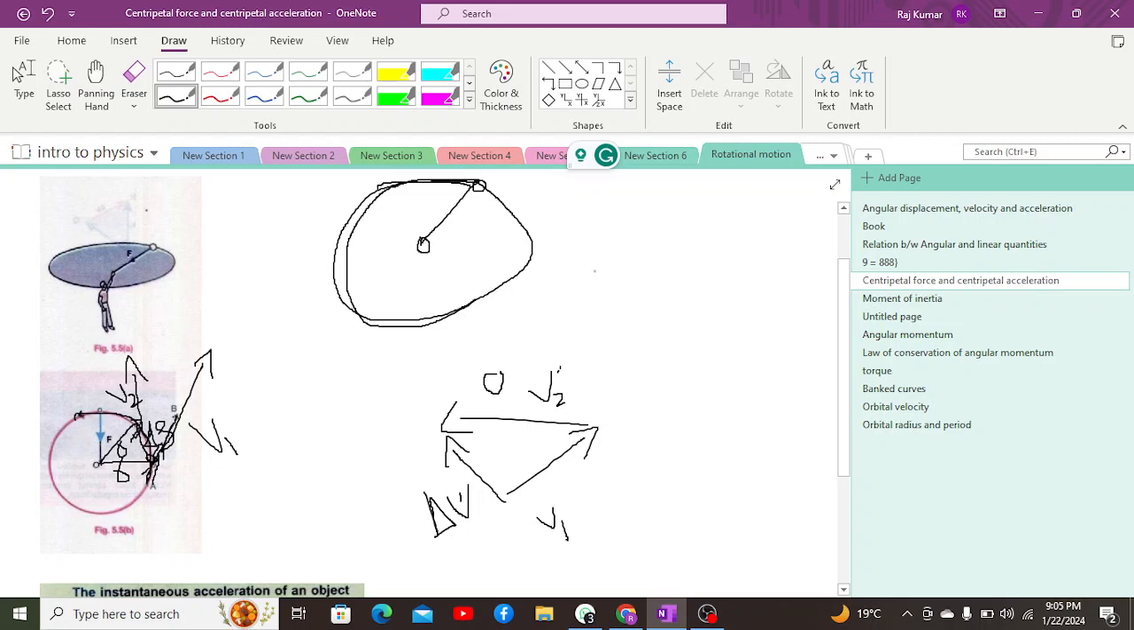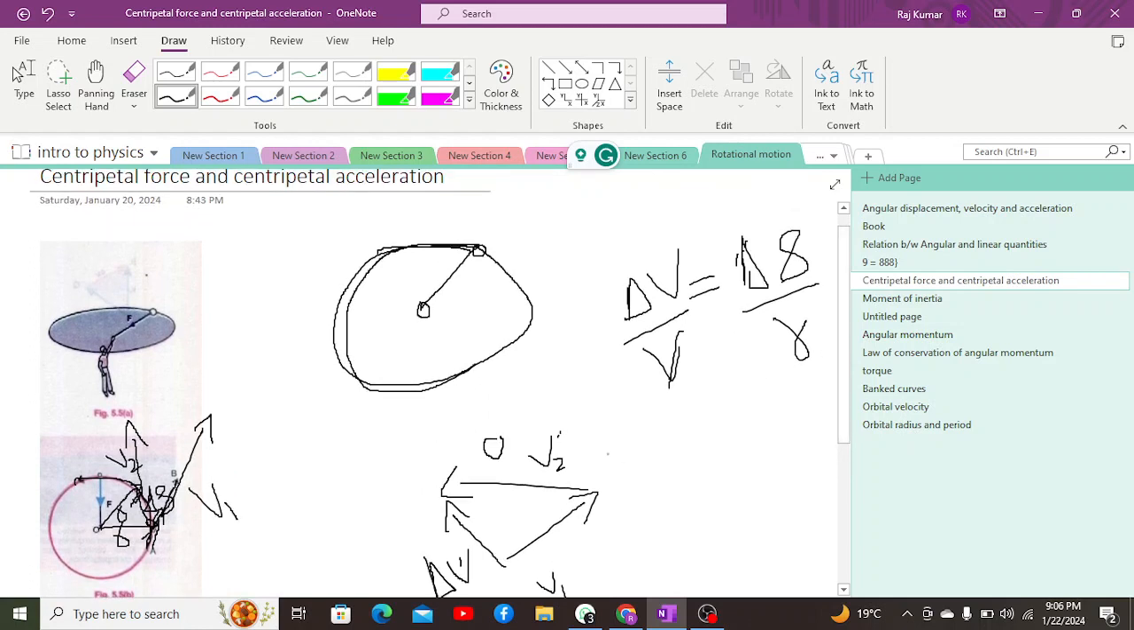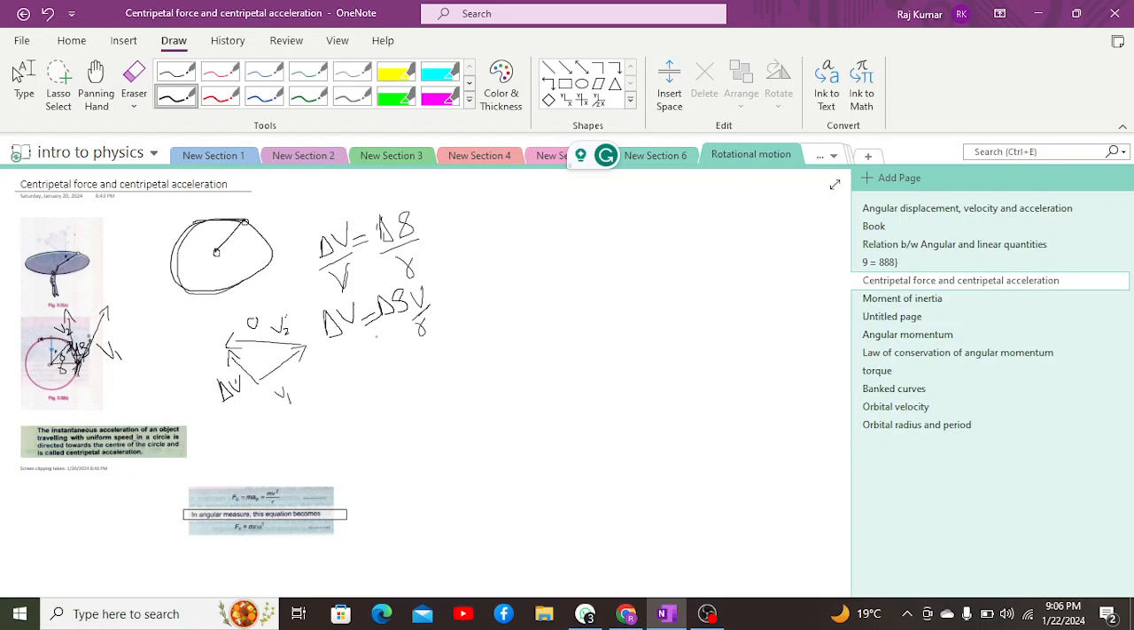So according to isosceles triangles, we can take the ratios of both, such that delta v upon v is equal to delta s upon r. Now when we manipulate it, delta v is equal to delta s into v upon r, because we are separating the increment on one side and the other constants on the other side. So this is the equation.